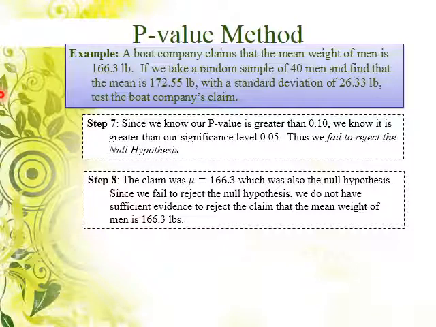So our interpretation is that since our claim was that the mean equaled 166.3, this was also the null hypothesis which we failed to reject, so we don't have sufficient evidence to reject the claim that the mean weight of men is 166.3 pounds. Even though our sample mean came up greater than 166.3, it wasn't large enough to cause us to say that the population of men in general must have a mean weight greater than 166.3. So we can't reject this boat company's claim based on this sample.